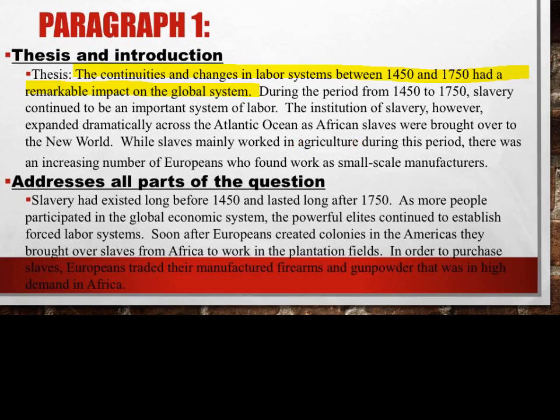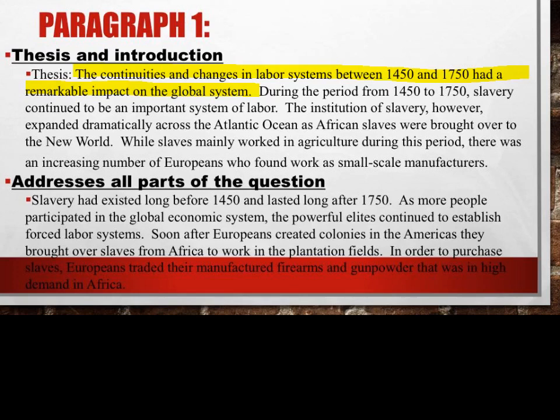Soon after Europeans created colonies in the Americas, they brought over slaves from Africa to work in the plantation fields. And you should notice here that I'm focusing around a central theme with slavery and the work that they did with slavery. Of course, I know small-scale manufacturing, that's different, but that's the real point with the CCOT essay: there's a main theme, a connection that you have to make within your writing.